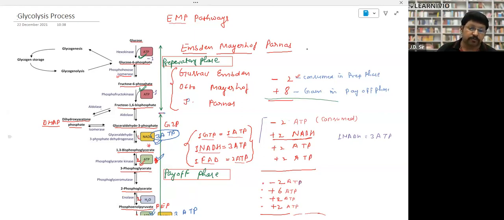That's why we call them the preparatory phase and the payoff phase, right? So the first phase, from here to this point, we call the preparatory phase, and below this point, from glyceraldehyde 3-phosphate (G3P) onward, is called the payoff phase. Look, glucose breaks down into glucose 6-phosphate.